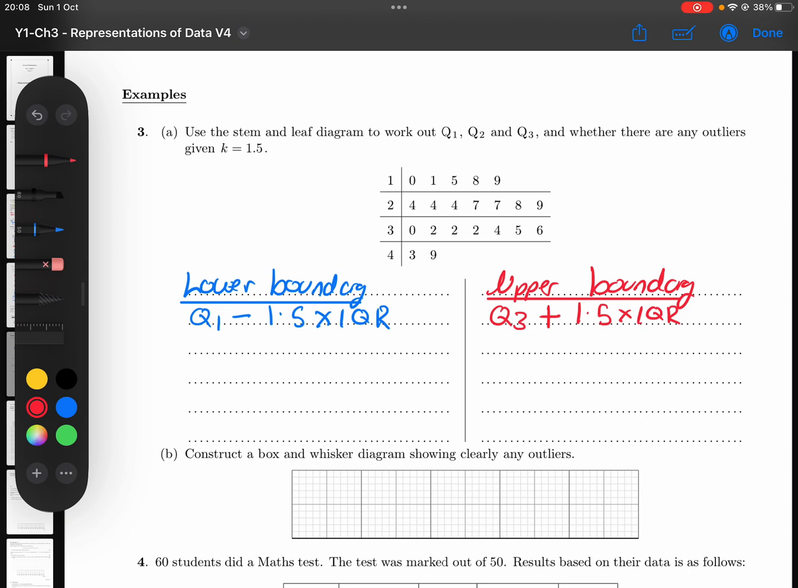Okay, so now we need to find out the summary statistics for quartiles, the median and the interquartile range for this data set. Well, just to remind you of how this stem and leaf diagram works, the number 1, 0 is representing the value of 10. So if we count all the data points, I believe we've got 21 values there.